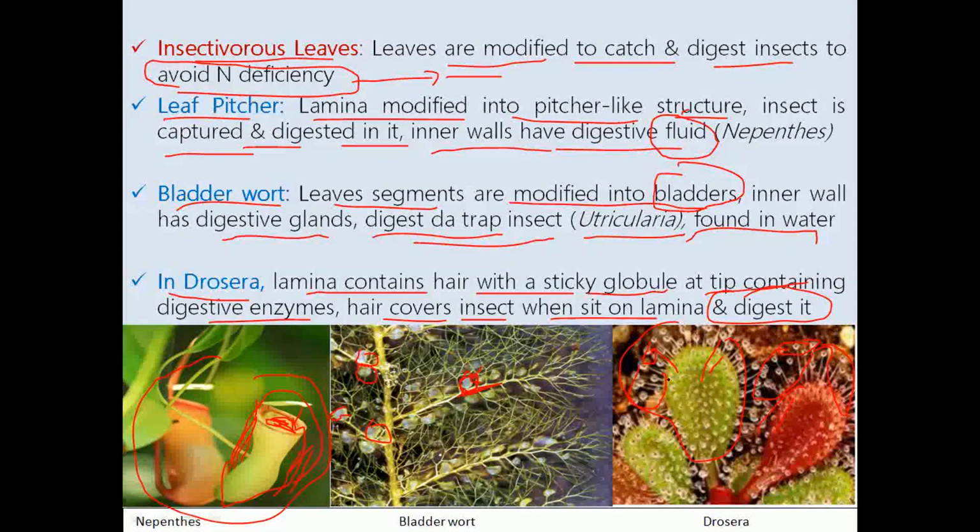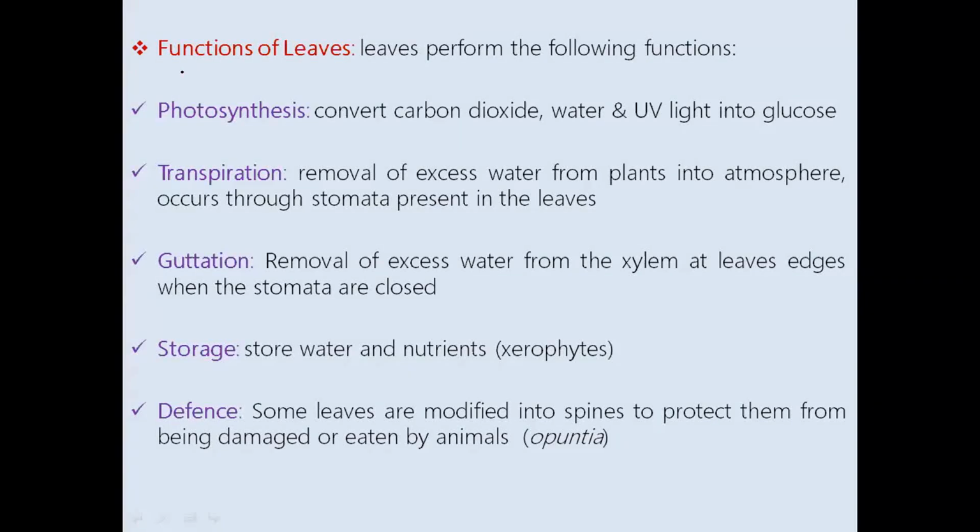So these are different types of leaf modifications found in plants. Next is functions of leaves. We know that leaves perform some important functions which are as follows. First one is photosynthesis. In photosynthesis, the plants convert carbon dioxide and water in the presence of light into glucose. So each and every plant makes food by the process of photosynthesis.